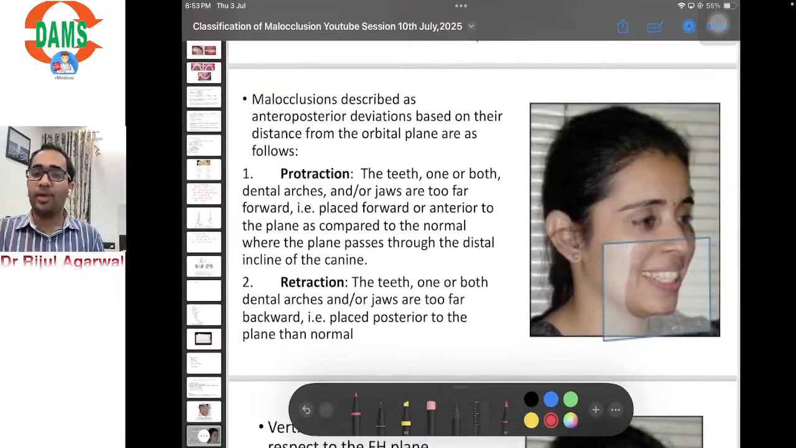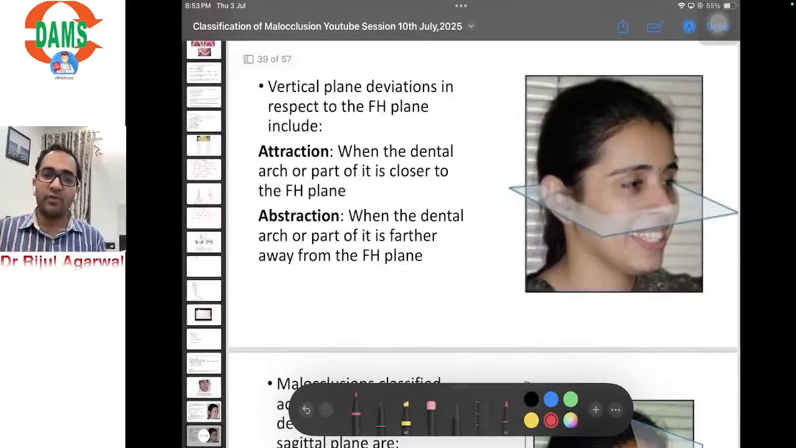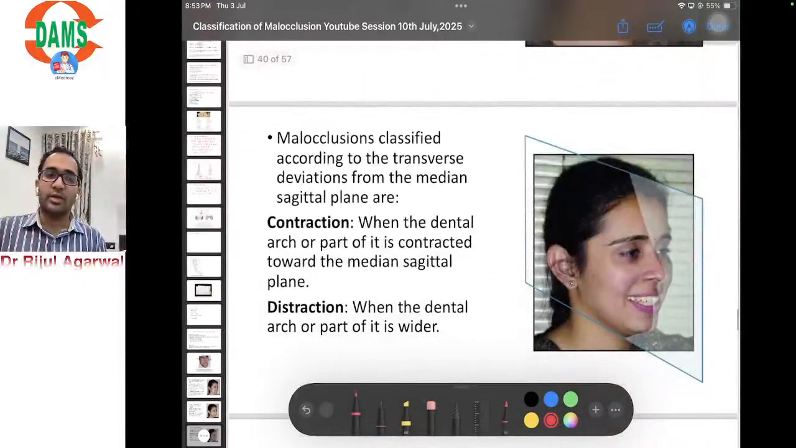Based on the orbital plane, he classified teeth as protracted if they are ahead or retracted if they are behind. In the vertical plane with respect to FH, if they are nearer to the FH, they are known as attraction. If they are away, they are known as abstraction. Just English terms are there to understand. In the transverse plane or the mid-sagittal plane, if the teeth are nearer to it, their arches are contracted. If they are away, they are distracted or expanded.